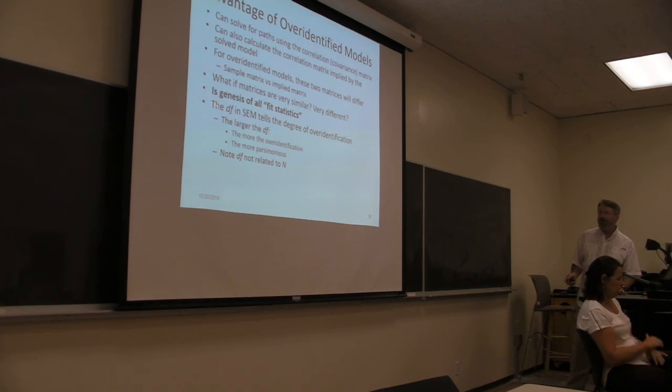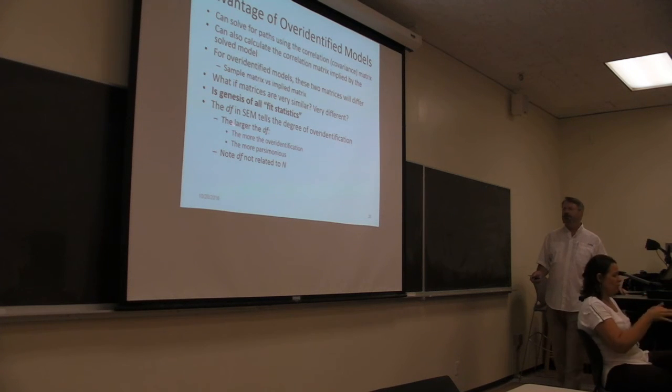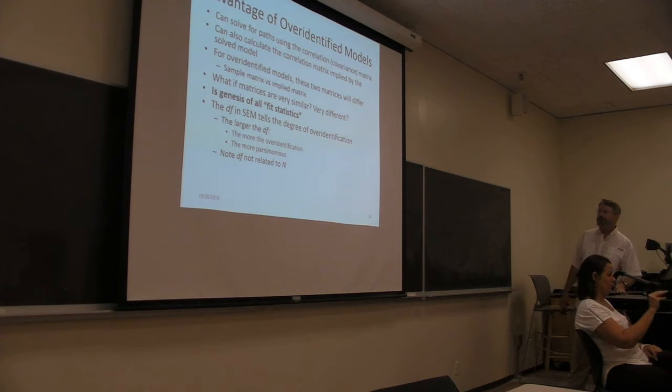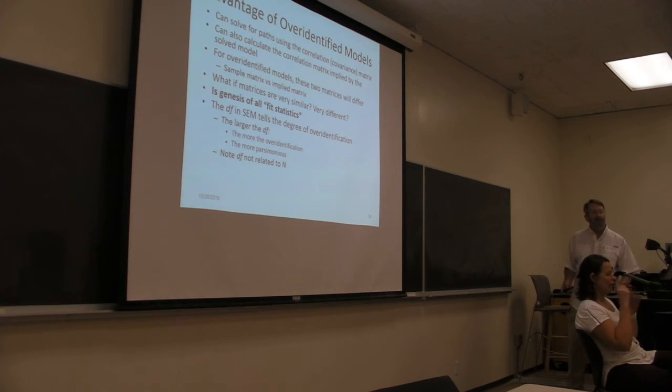You're still getting deeper and deeper into the jargon here, but the degrees of freedom in a structural equation model tell you the degree to which the model is over-identified. The larger the degrees of freedom, the more the over-identification, and the more parsimonious the model is. Simply note that, unlike all the other statistics you've learned about so far, degrees of freedom are not related to sample size in structural equation models. It's related to the degree of over-identification.